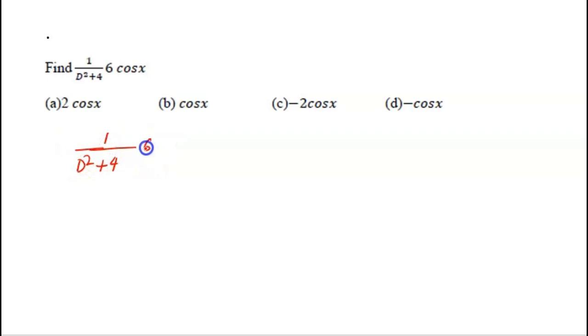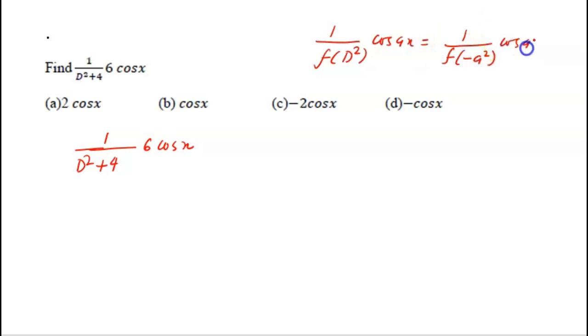I hope you know the formula. The formula that we are going to use is 1 by f(D square) of cos ax is equal to 1 by f(minus a square) cos ax, and this will be applied only when f(minus a square) is not equal to 0. First of all, be clear about the process here.